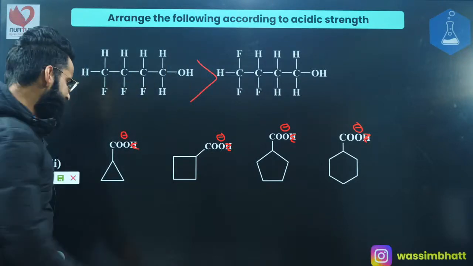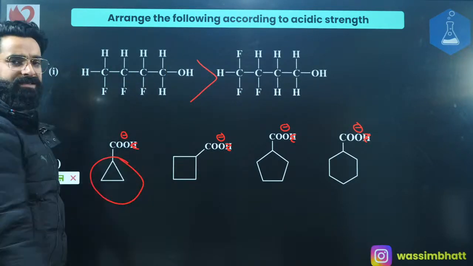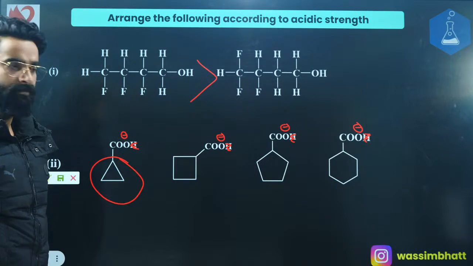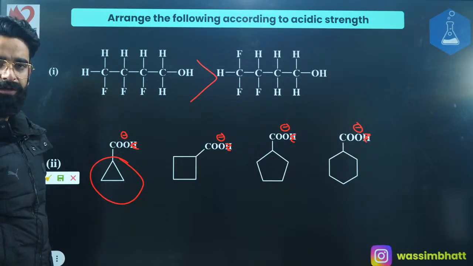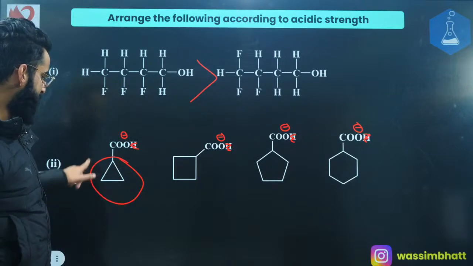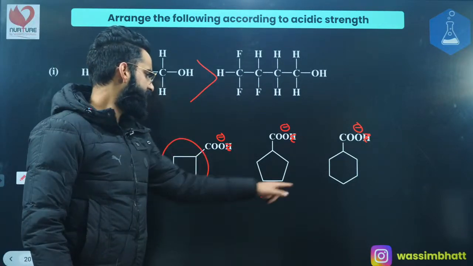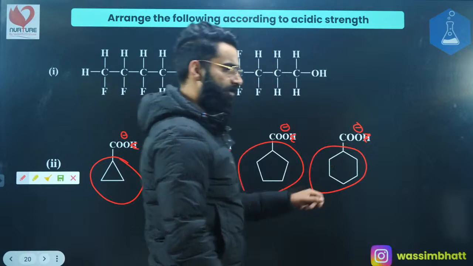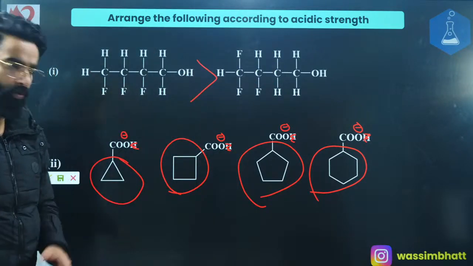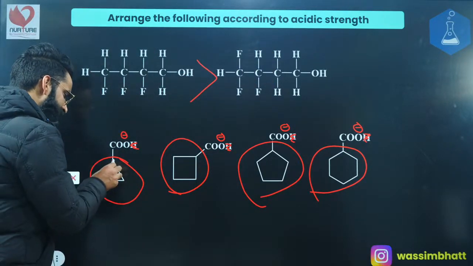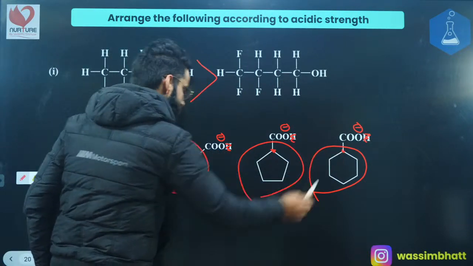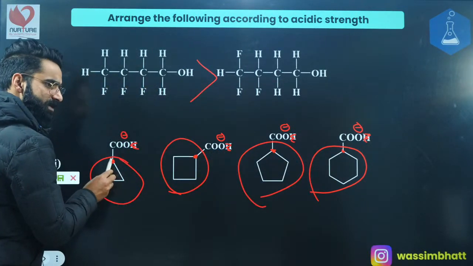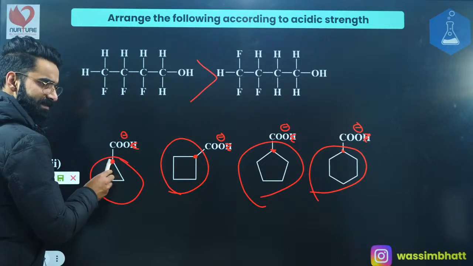This group is under maximum angular strain. So if I compare the electronegativity of this group, this group, this group, and this group, where will the electronegativity be more? Or I can say it like this. What about the electronegativity of this carbon, this carbon, this carbon, and this carbon? I must say electronegativity of this carbon is more. We have discussed this in the last session.